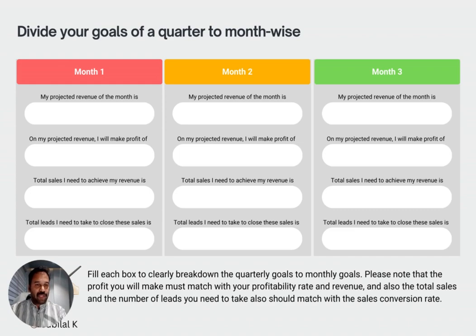Okay. So my projected revenue for the month is how much? On my projected revenue, I will make profit of this much. Total sales I need to achieve my revenue is this, and the total leads I need to take to close these sales is this. Read it and write it and save it.